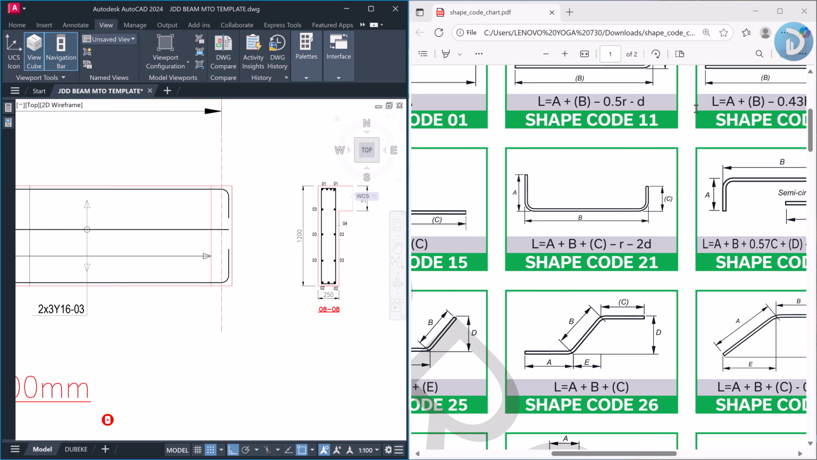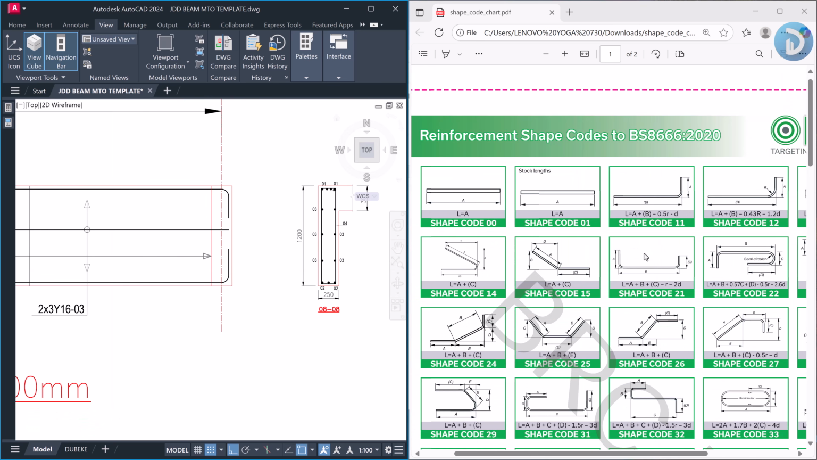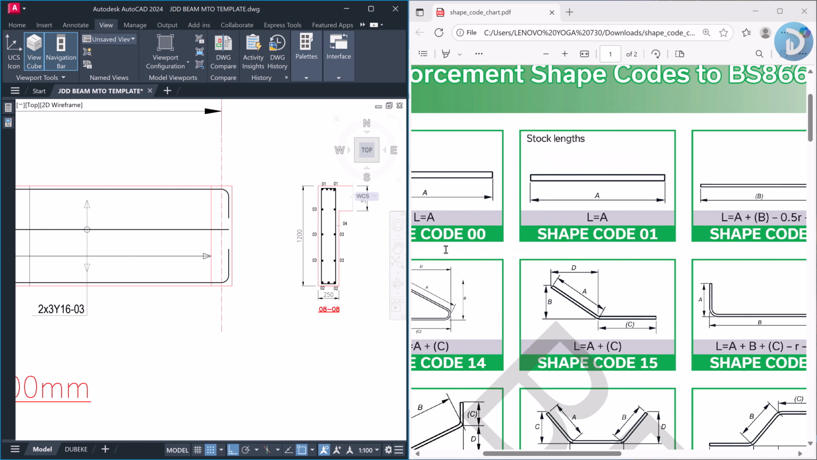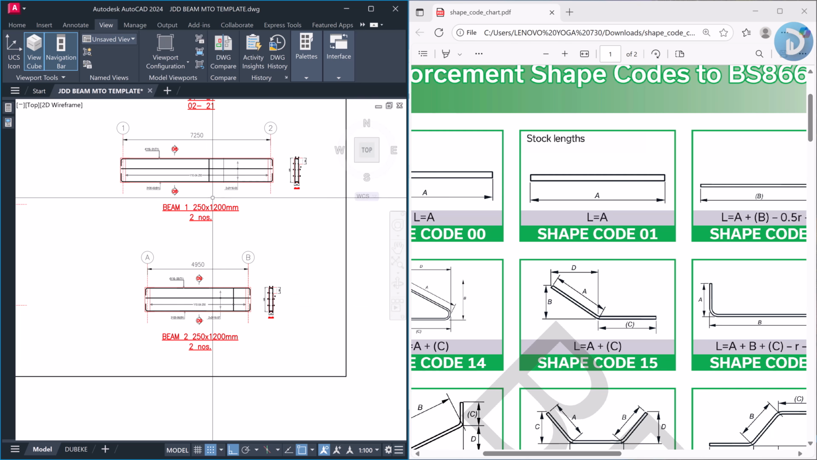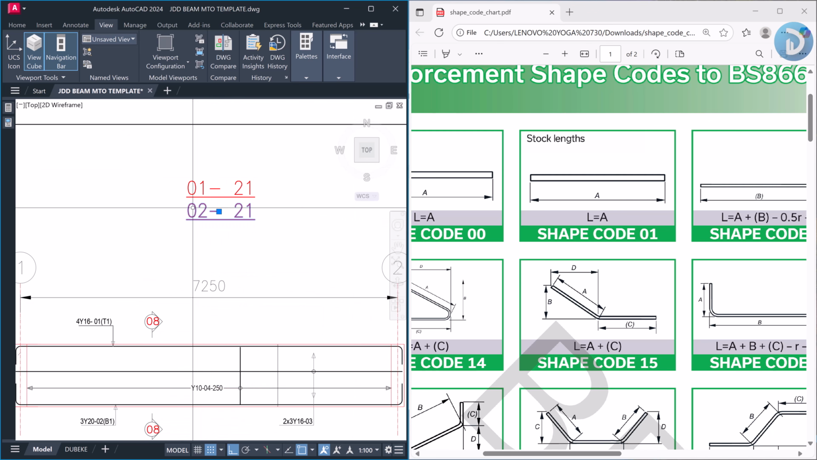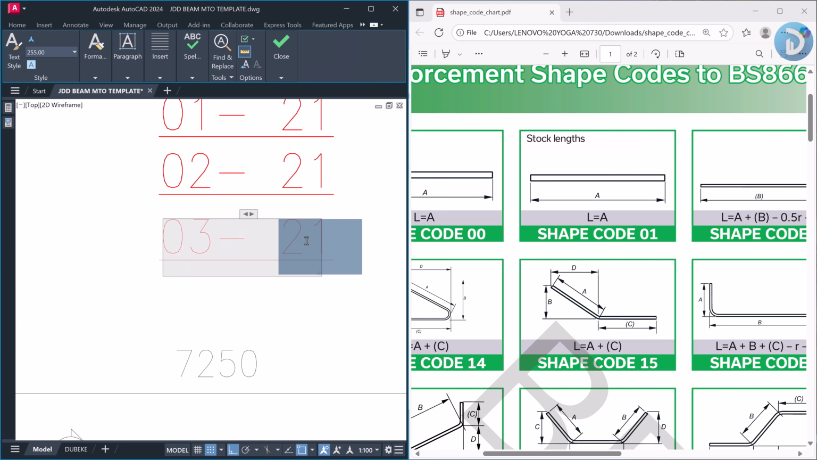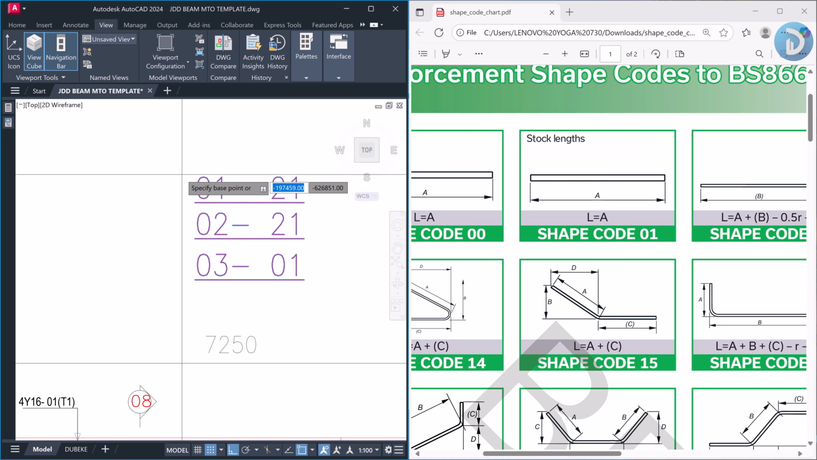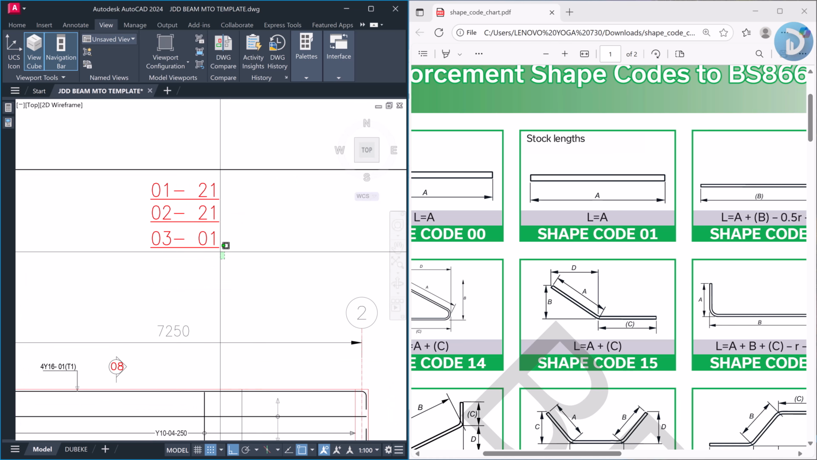You will see that our shape code for a straight reinforcement is shape code 01, and we also have 00, but it is advisable we go with shape code 01. So I will create a copy of this, take it downward and edit it to be bar mark 03, with shape code 01. Let me move this upward a bit.